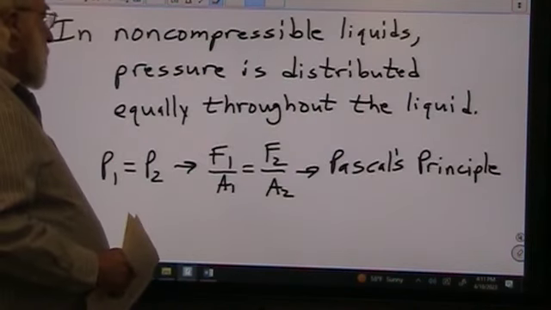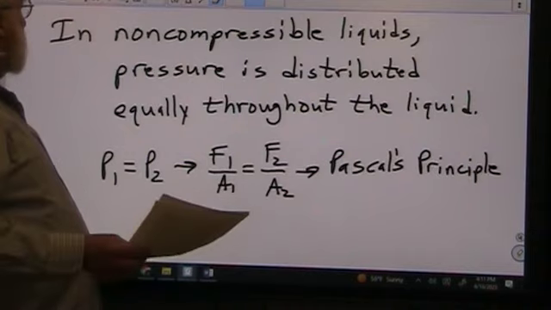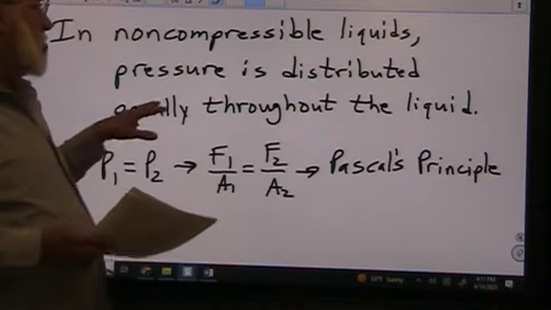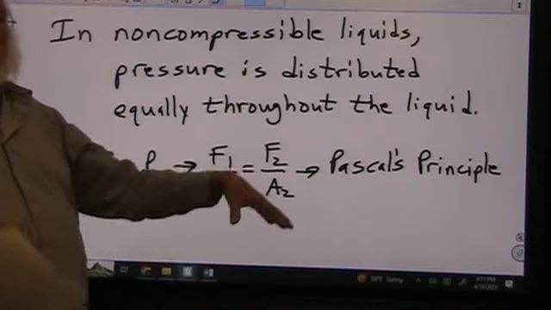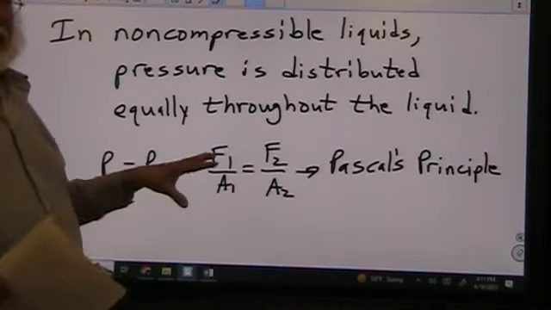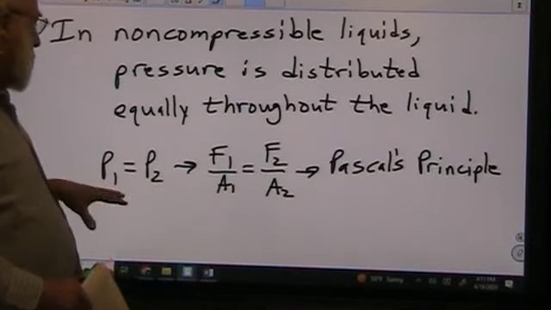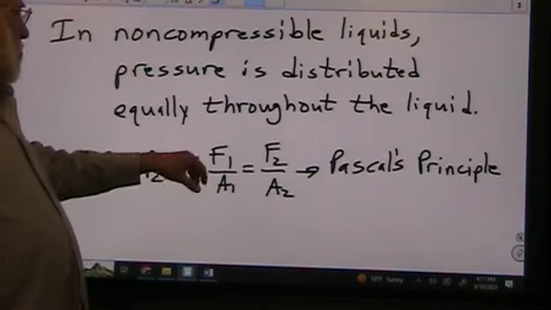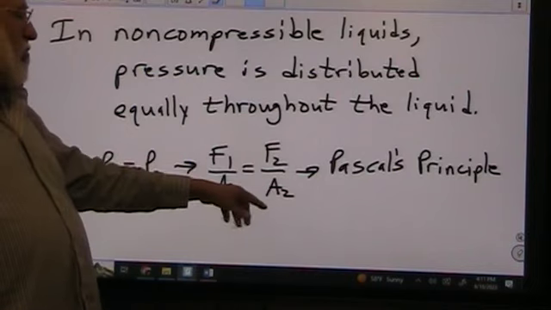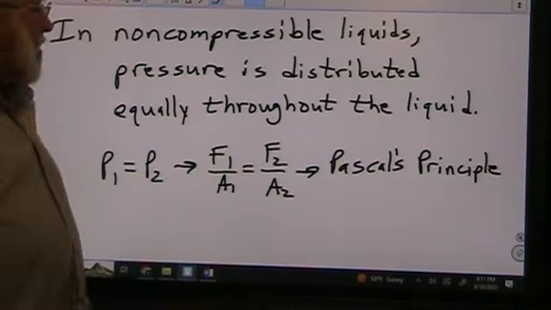Now, this is Pascal's principle. In non-compressible liquids, pressure is distributed equally throughout the liquid. This is really important in hydraulics. So P1 equals P2, which is F1 over A1 equals F2 over A2. That is the definition of Pascal's principle.